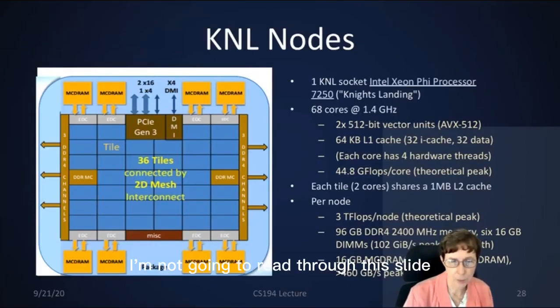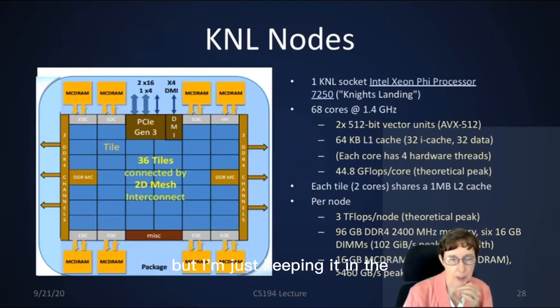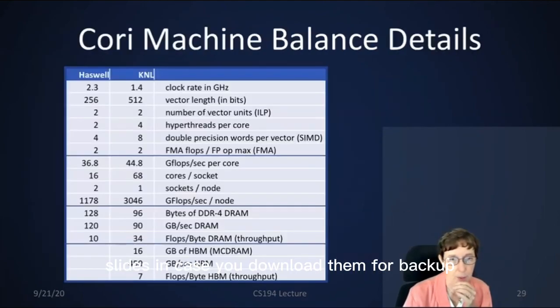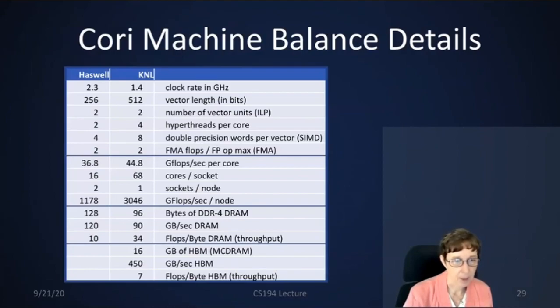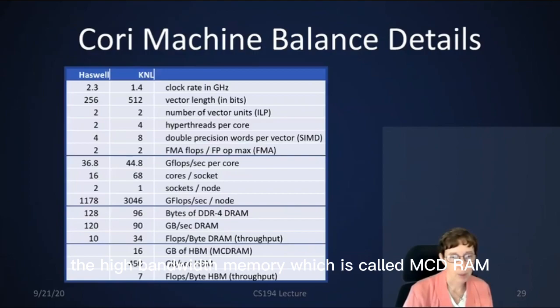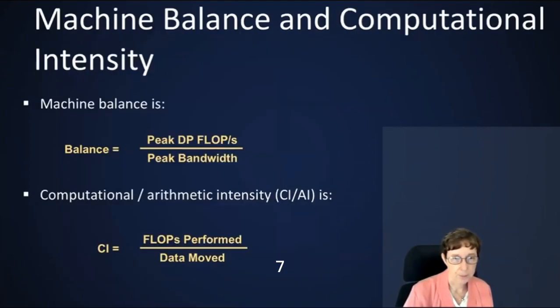I'm not going to read through this slide. This is a slide that I showed in lecture 2, but I'm just keeping it in the slides in case you download them for backup, and also this one, which really goes through the details of the arithmetic on how you get the 7 and the 10 here for the Haswell. If you include the KNL, the high bandwidth memory, which is called MCDRAM, then you can get to 7.